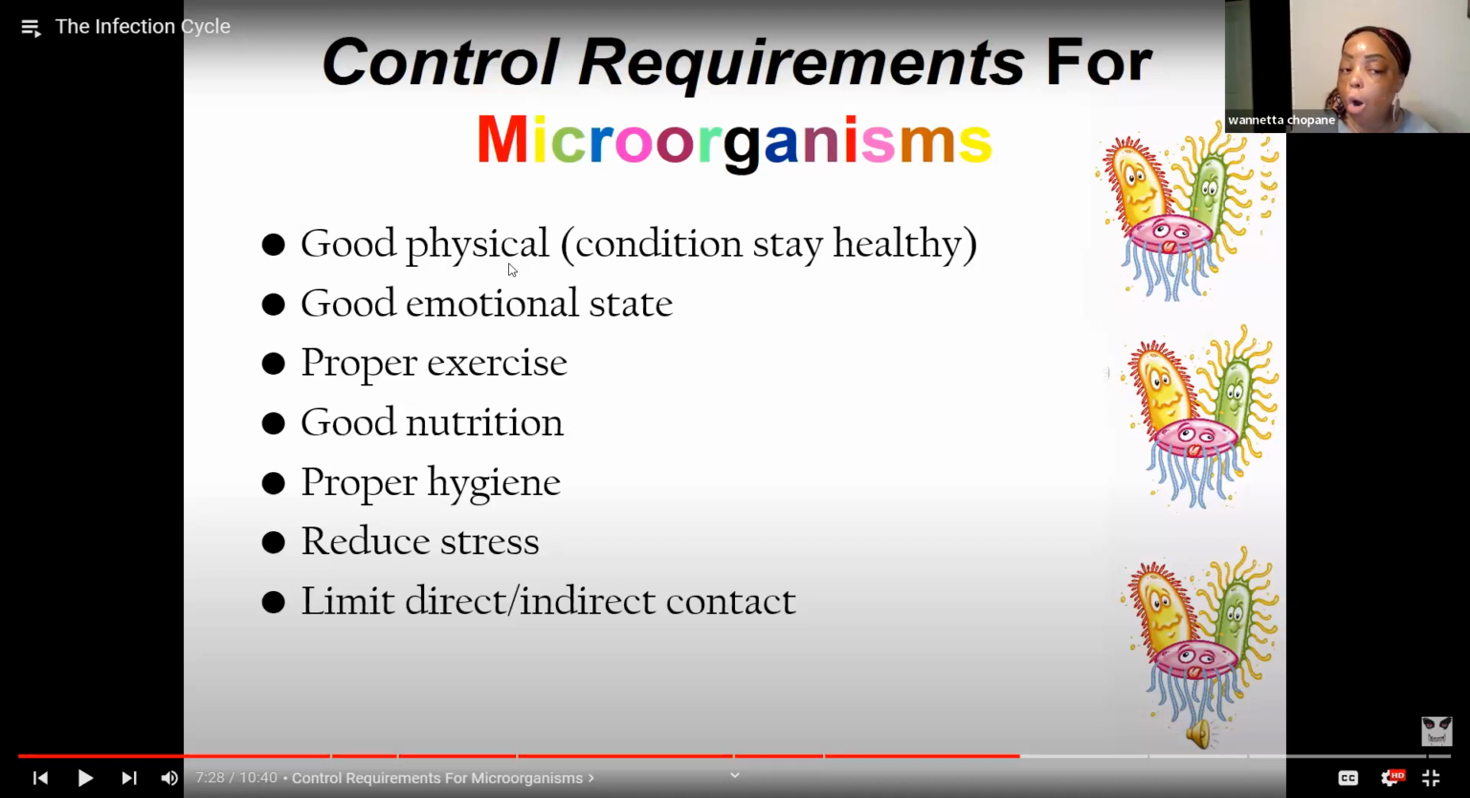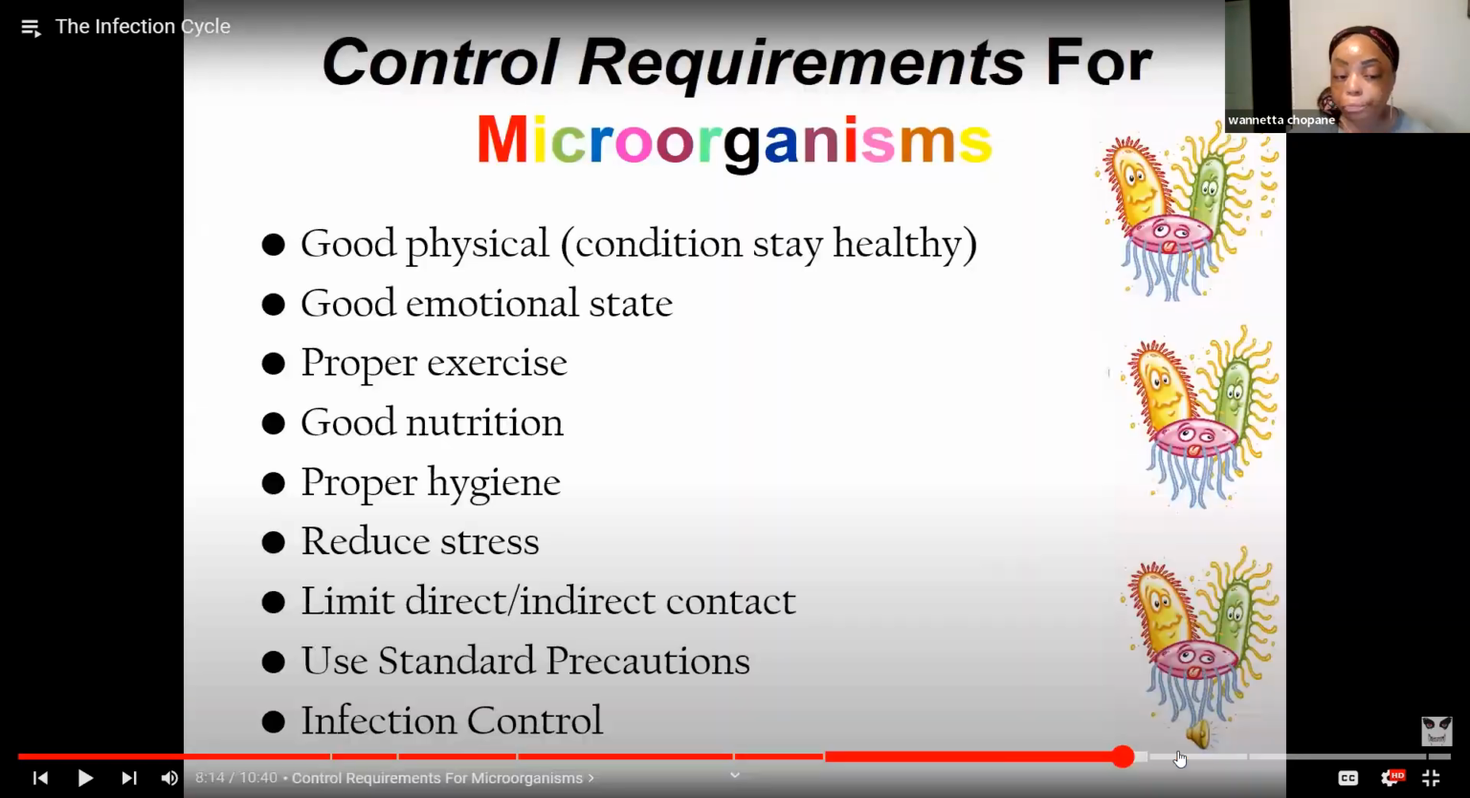so you all can know that these are the types of characteristics you need to practice so your immunity can be built, okay? Good physical condition, good emotional state, proper exercise, good nutrition, proper hygiene, try to reduce stress if you can, and limit direct and indirect contact, okay?